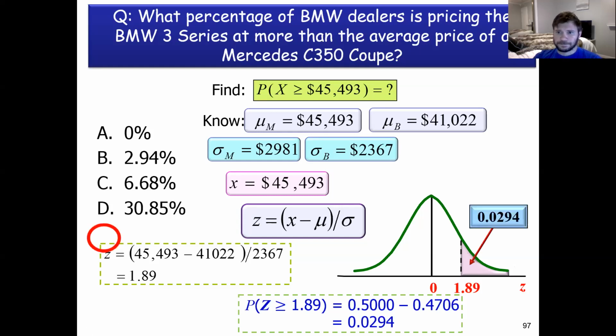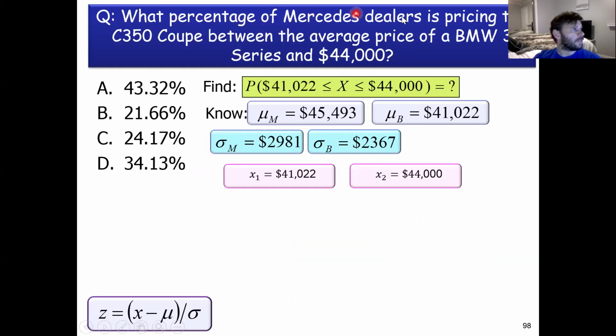Moving on. Okay, next question asks, what percentage of Mercedes dealers is pricing the C350 Coupe between the average price of a BMW 3 Series and $44,000? So again, in this next problem, we're going to be dealing with the Mercedes price distribution. What percentage of Mercedes dealers is pricing their coupe between the average price of the BMW series, which was $41,022, and at the upper bound, we have our $44,000 other reference point that we're going to use.